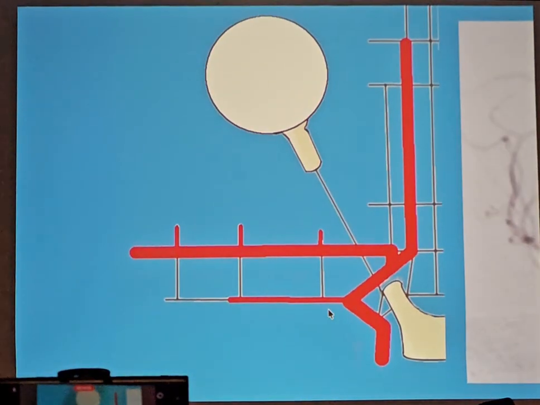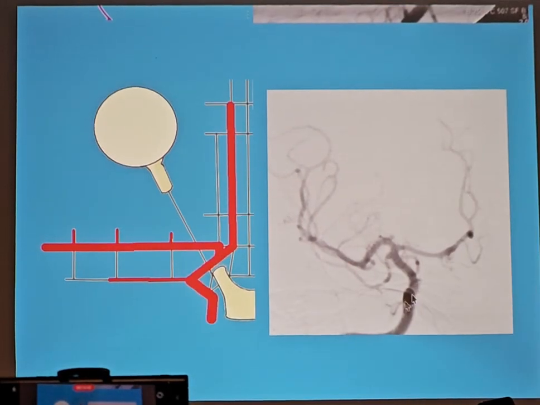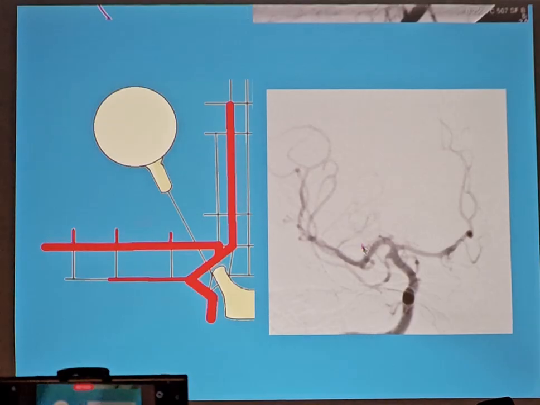And we go to the other extreme where it can be absolutely massive. And the accessory middle cerebral artery can be larger than the real middle cerebral artery. So here we go, carotid, middle cerebral, A1, very large accessory middle cerebral artery, all the perforators coming off this vessel. Nothing off this one.